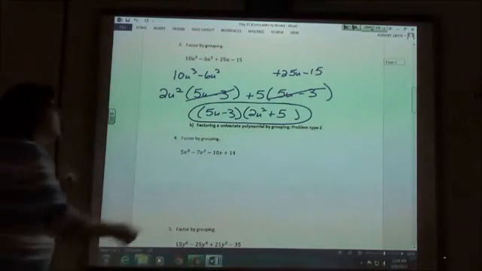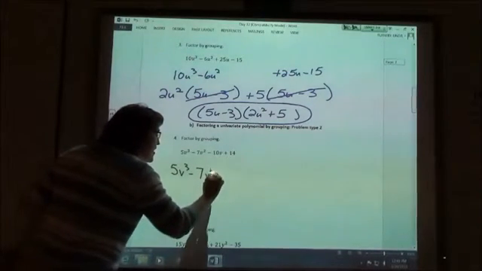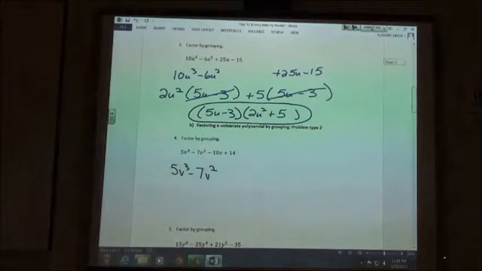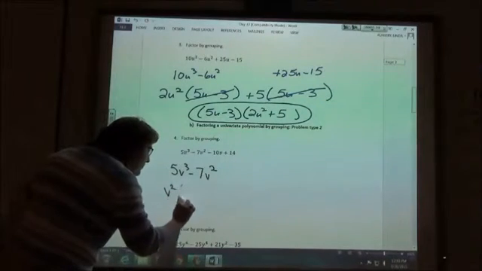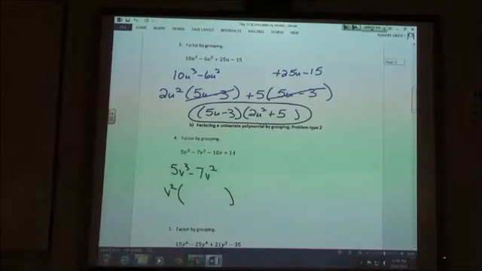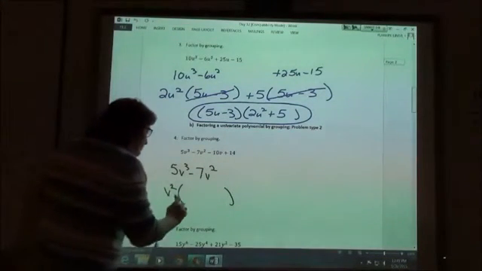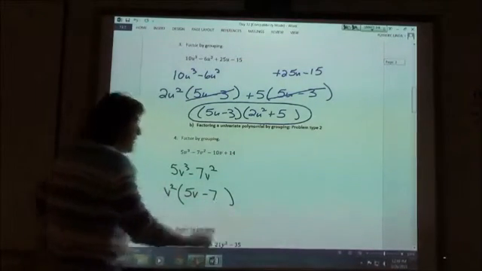So if I have a 5v to the third minus a 7v to the second, my greatest common factor is 1v squared, or just the v squared. 5 and 7 are only both divisible by 1. If I take out my v squared, I'm going to have 5v minus 7.